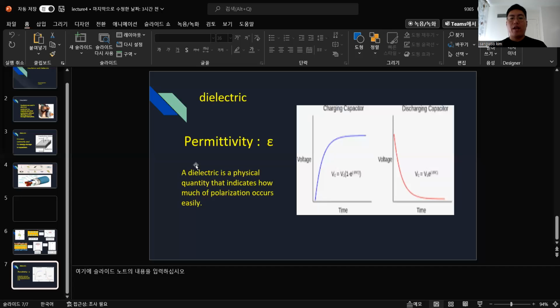And the next step is the last part. Already we finished, don't worry about it. So the dielectric has a permittivity, right? We say epsilon. So I'll explain it a bit. The permittivity is a physical quantity that indicates how easily polarization occurs. So, simple thinking.